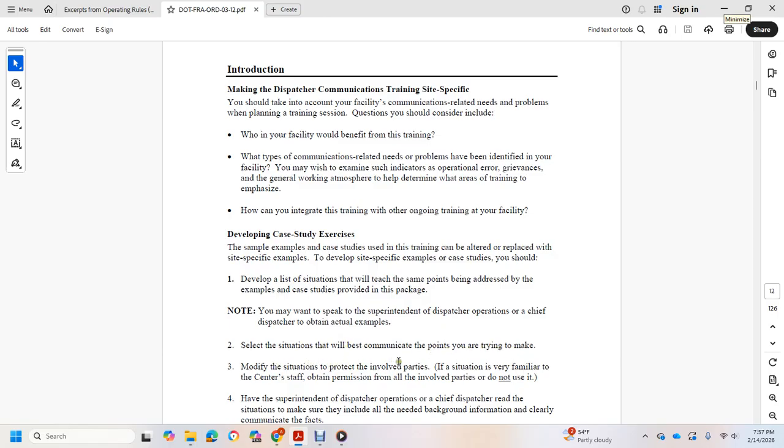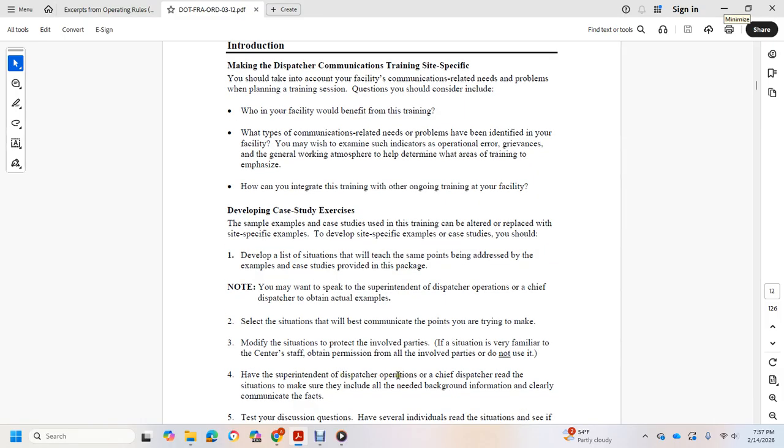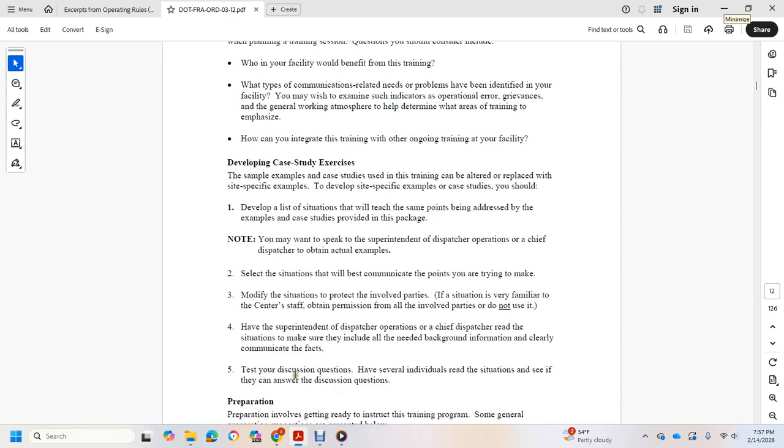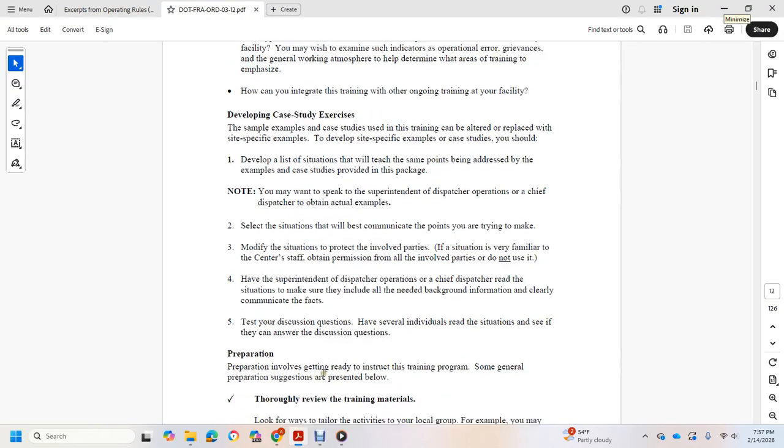3. Modify the situation to protect the parties involved. If a situation is very familiar to the center staff, obtain permission from all involved parties, or do not use it. 4. Have a superintendent of dispatch operations or chief dispatcher read the situation. Make sure that they include all needed background information and clearly communicate the facts. 5. Test your discussion questions. Have several individuals read the situations and see if they can answer the discussion questions.